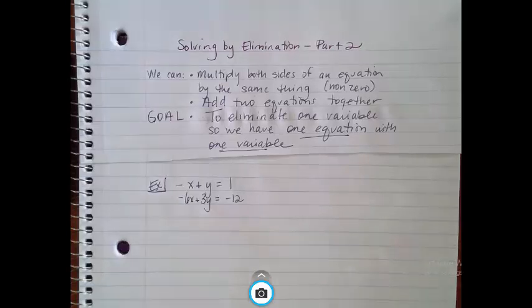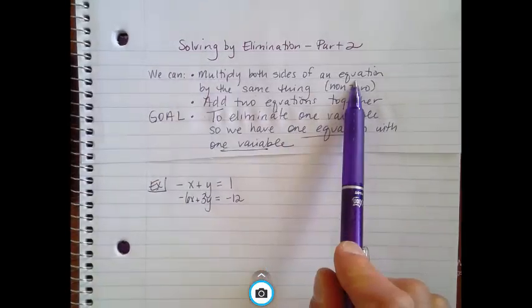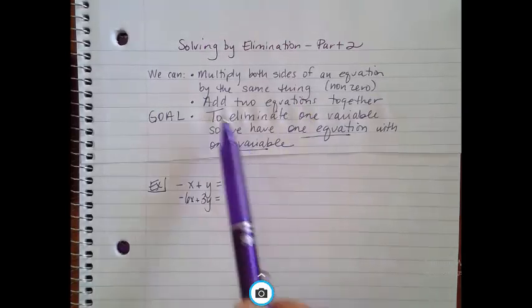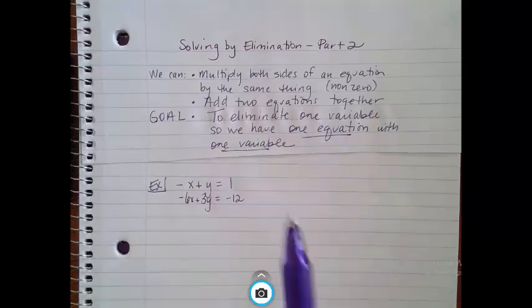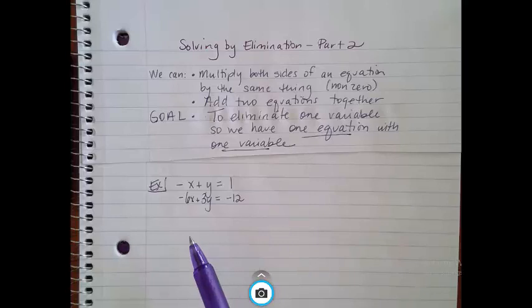Hey, Intro to Algebra. Today we're going to talk more about solving by elimination. We're going to have the same rules, being able to multiply both sides of the equation by a non-zero something, being able to add the two equations together, and our goal is still to get one equation in one variable, be able to solve that variable and plug it back in to get the other. Let's look at this example.